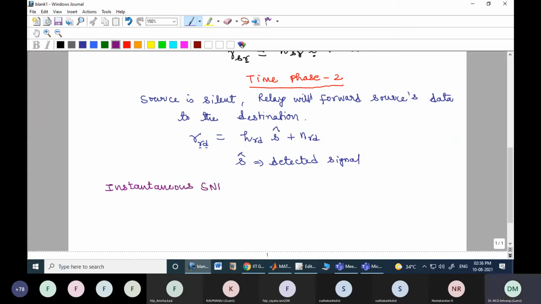Instantaneous SNR, gamma ST. This is gamma, this is not the R, this is gamma. So the instantaneous SNR gamma ST is equal to ES by N naught times mod of HST square.